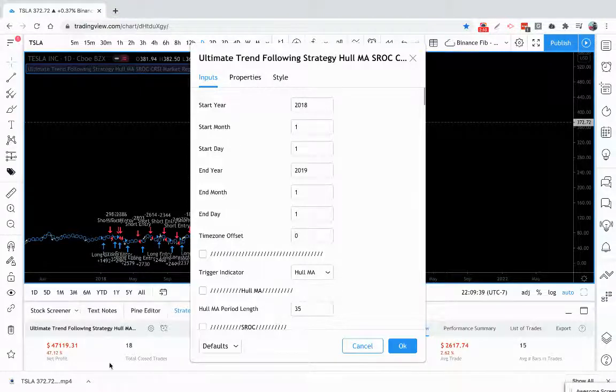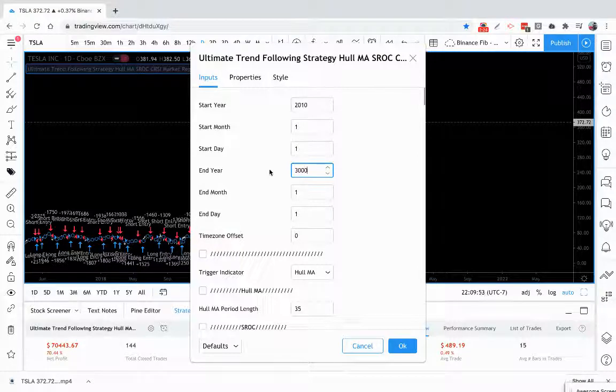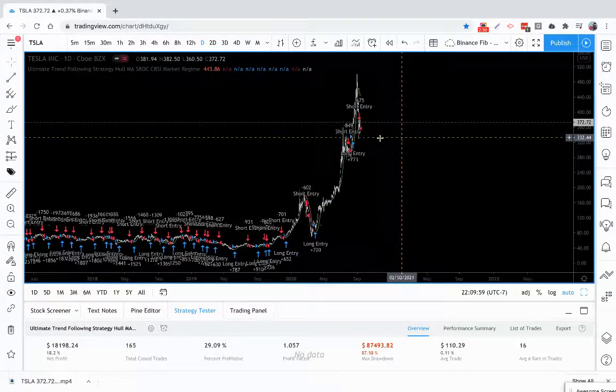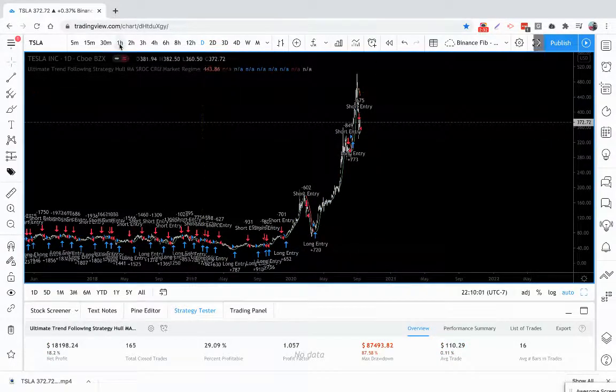And then you can see your performance down here. Not too good for that time period, so we have to tweak our settings a little bit. But anyways, for this example, we're going to go to 2010, and we're just going to go to a date far in the future. That way, in real time, as more information comes in, our strategy will keep appearing. And let's go back to an hour time frame.